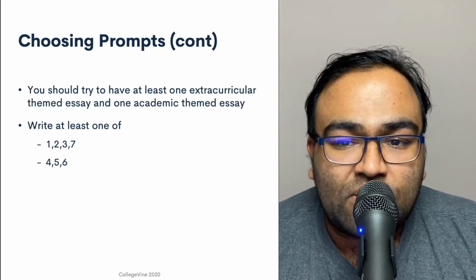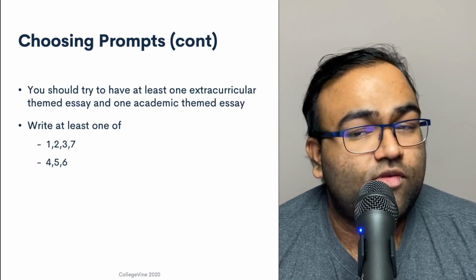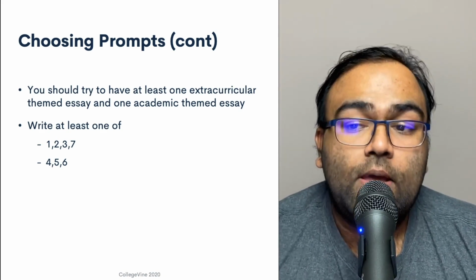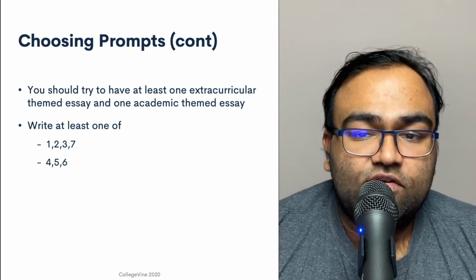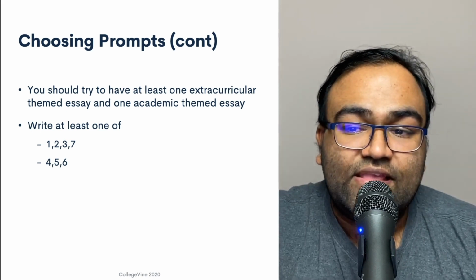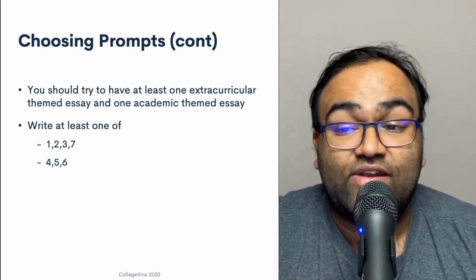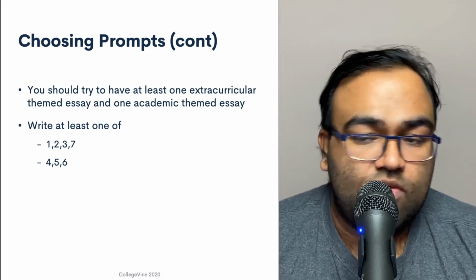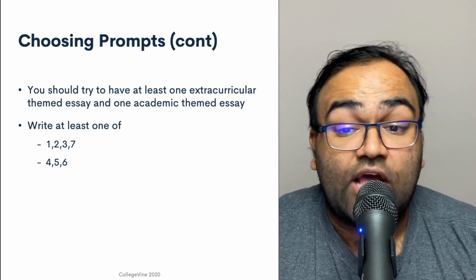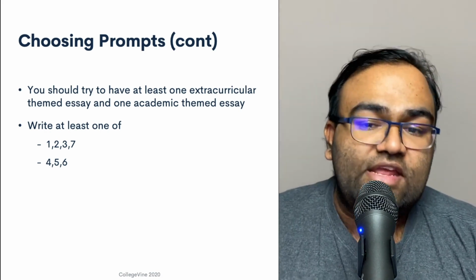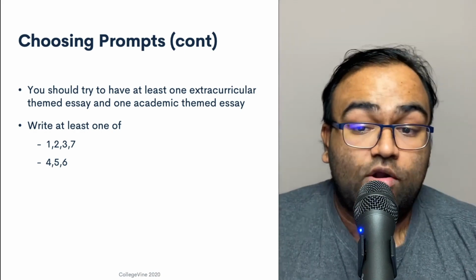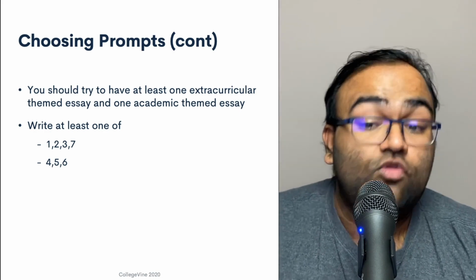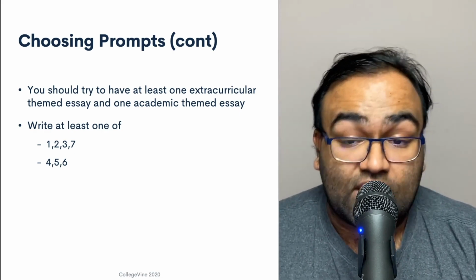Now, one particular note I have about your prompts is you can choose whichever prompts you want. I don't have too much of an ideology about that, but I do tend to think it's beneficial to have at least one essay that's themed towards extracurricular activities or an area of interest and skill, and one academically themed essay. And then the rest you can choose whichever ones you have better topics for. So in general, my recommendation is that you should write at least one out of prompts 1, 2, 3, and 7, and then separately write at least one out of prompts 4, 5, and 6, right?